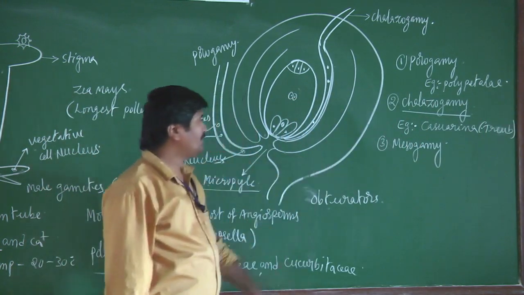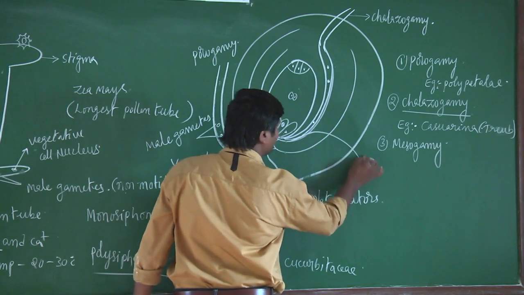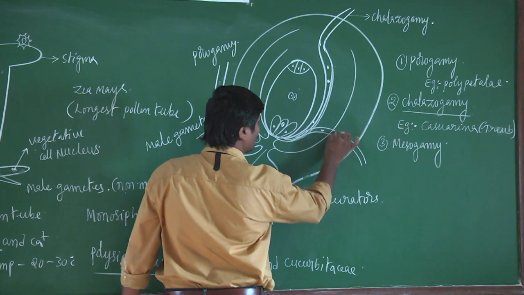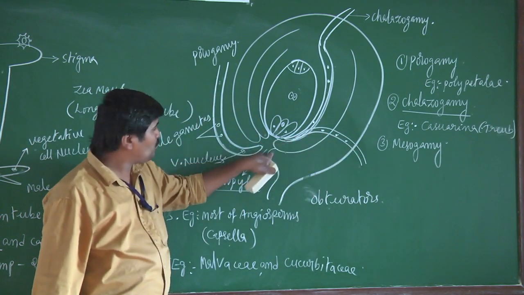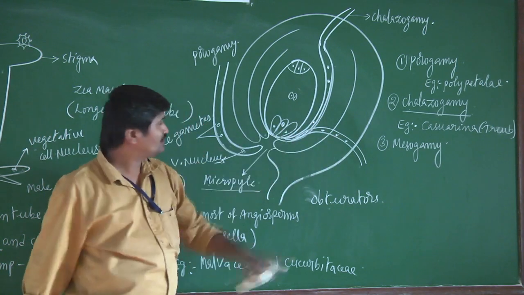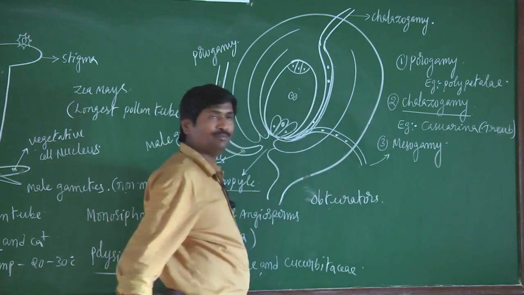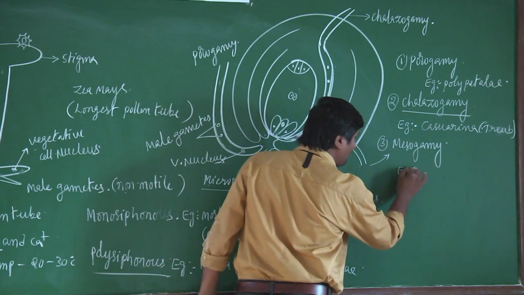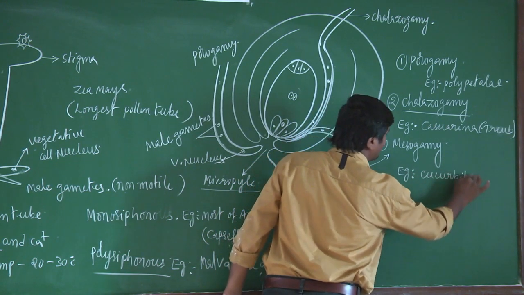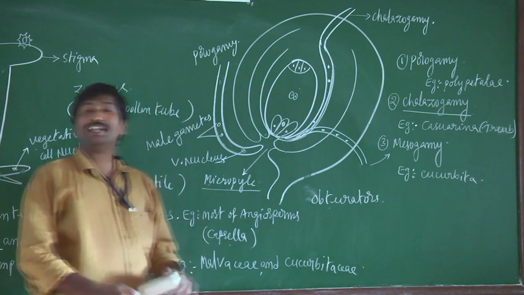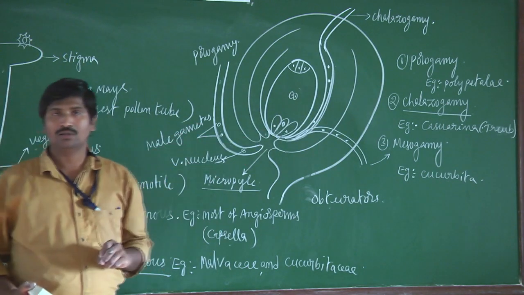Next one, mesogamy. See here, this is the mesogamy. The pollen tube enters into the ovule through the integuments. Through the integuments, that is known as mesogamy. The best example for mesogamy is Cucurbita.